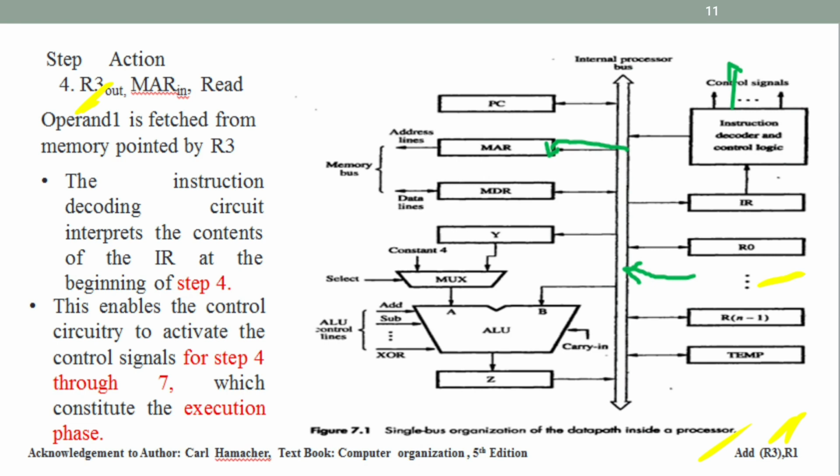So R3 is here, and the R3 out signal will put its content, that address of the first operand, onto the processor bus, the internal processor bus. MAR in will make it be loaded into the memory address register. So onto the address lines it will go to that memory location where the first operand is stored. So that is what (R3) means, that is accomplished. The Read signal is sent from the control logic to that memory location.